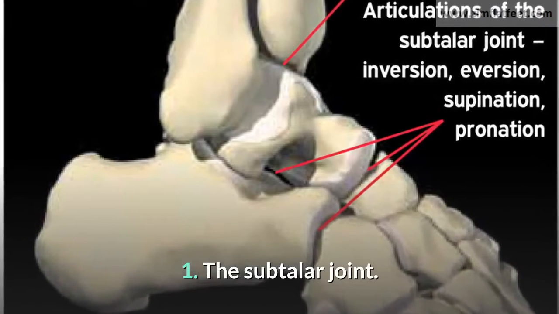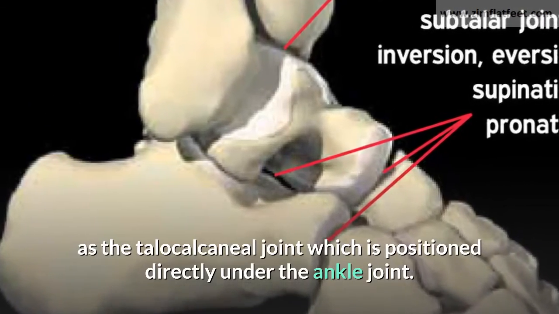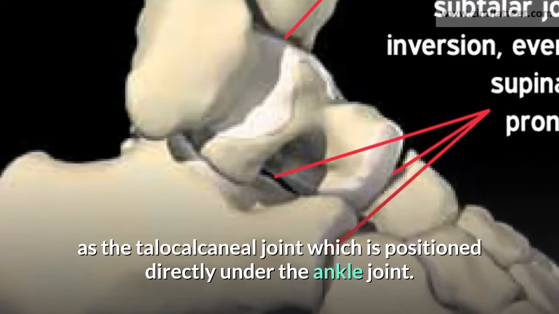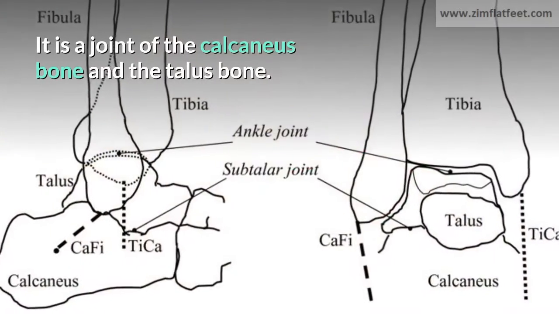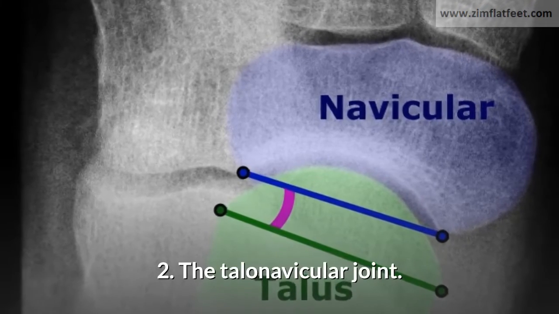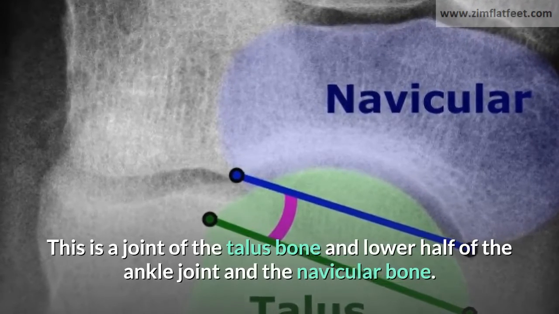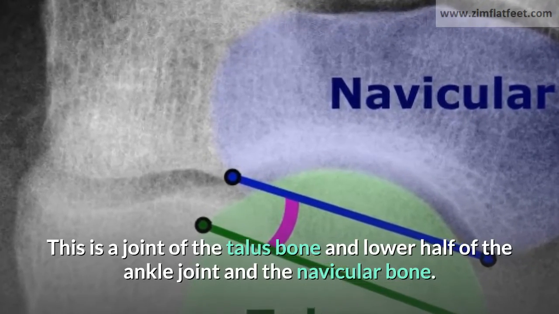The subtalar joint. This is also known as the talocalcaneal joint, which is positioned directly under the ankle joint. It is a joint of the calcaneus bone and the talus bone. 2. The talonavicular joint. This is a joint of the talus bone and lower half of the ankle joint and the navicular bone.